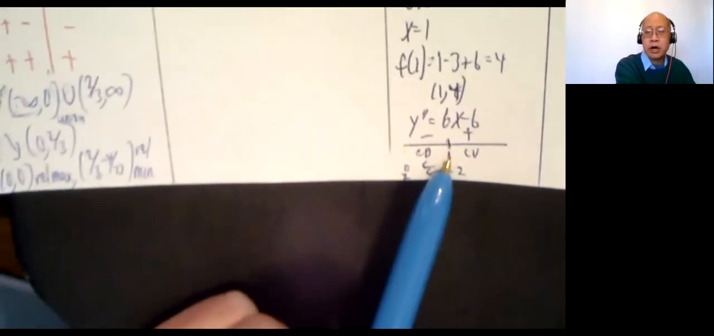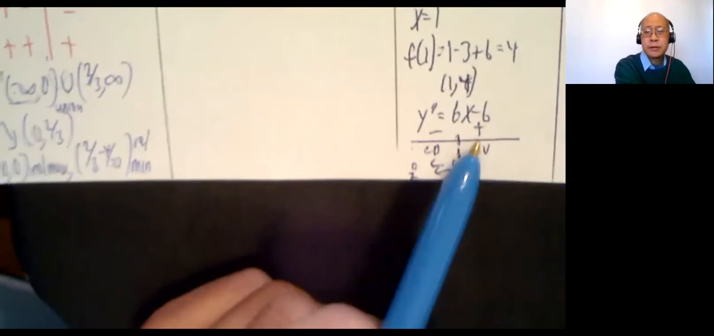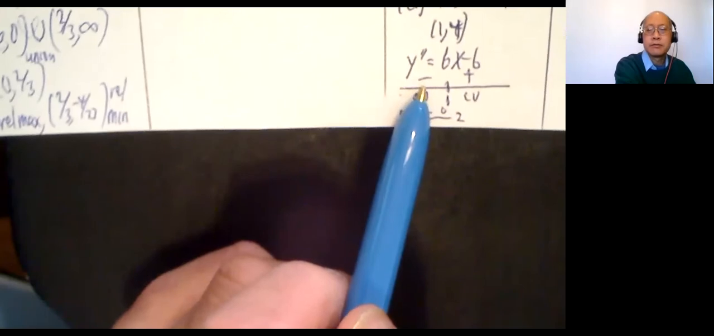All right, then on my number line, I place down a 1, that's the only critical number. Pick something over here, something over here. You can't really see what I have there, but a number over here is 0, number over here is a 2. Those are very easy to compute. Plug in 0. 6 times 0 is 0. 0 minus 6, negative. Plug in 2. 6 times 2, 12. 12 minus 6, positive.